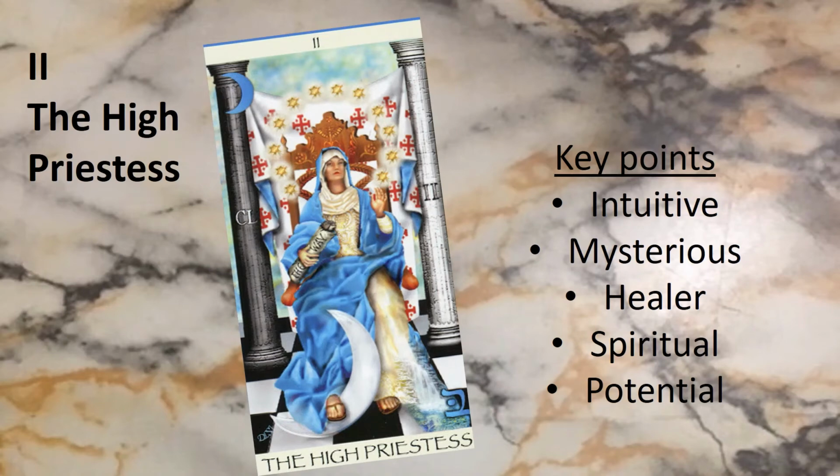Number 2 is represented with the High Priestess. And the key points of the High Priestess is that she is intuitive. There is a mysterious quality to the High Priestess, and that's quite often represented with the moon. She is a healer, she is in tune with her healing abilities, and she has a high connection to her spiritual self. She also taps into that potential that we do not see, and sometimes there is also an element of secrecy behind the priestess when she appears in a spread.